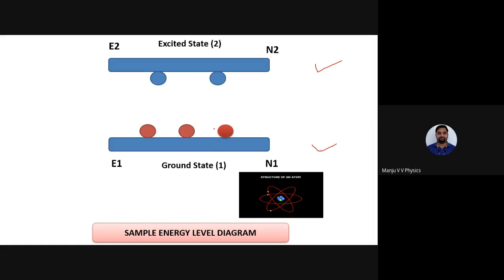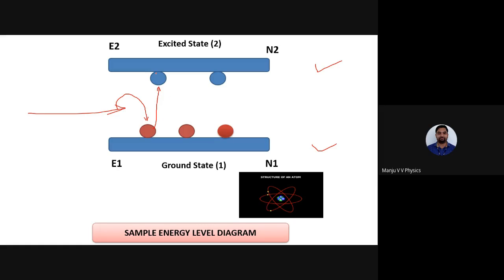You might have a doubt, though nobody asked. Sir, you always said atoms stay in the ground state, then how come atoms in the excited state? I was expecting this doubt. When do you expect atoms in the excited state? When you pass some energy. The atom which is staying in the ground state absorbs this energy, then it gets elevated. It gets excited to the excited state.